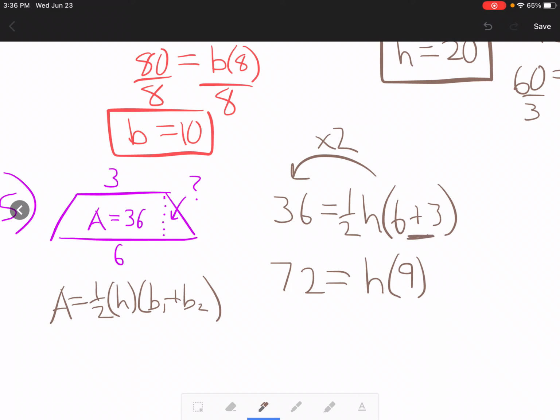I'm going to add these two together. Divide both sides by 9. h is equal to 72 divided by 9, which is 8.